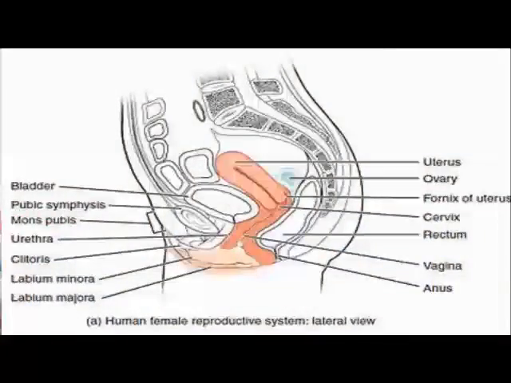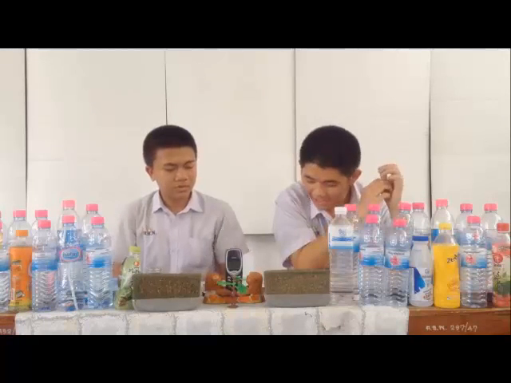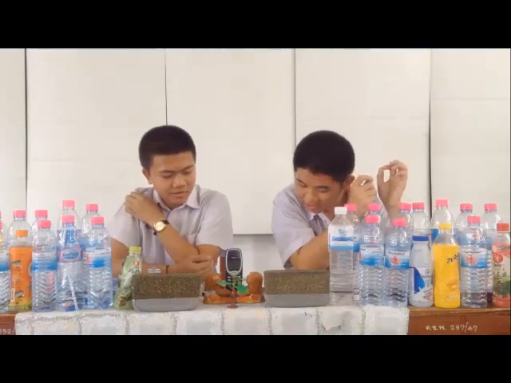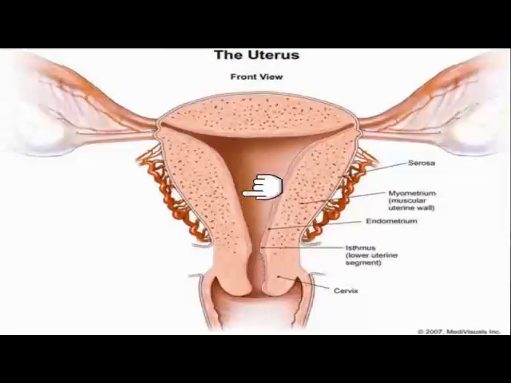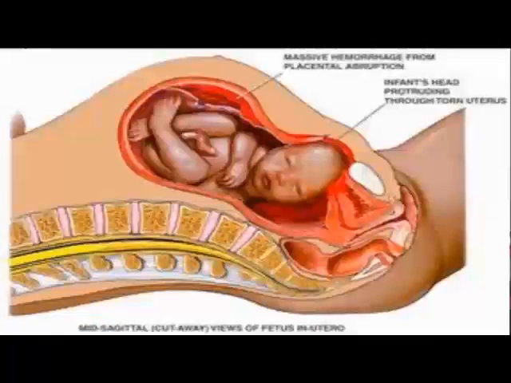Next, the uterus. The uterus is a hollow, muscular, pear-shaped organ connected to two fallopian tubes and to the vagina. The uterus is also known as the womb, W-O-M-B. The inner lining of the uterus, known as the endometrium, provides support to the embryo during early development. The muscles of the uterus contract during childbirth to push the fetus through the birth canal.